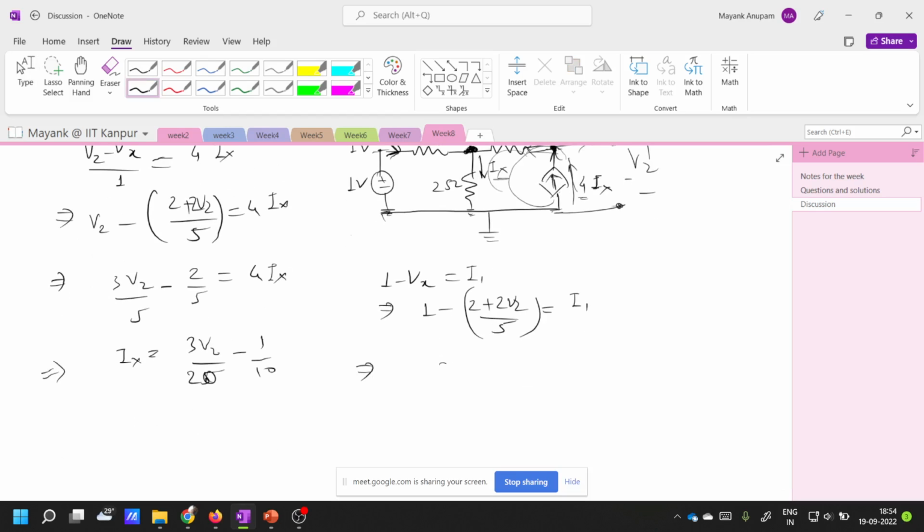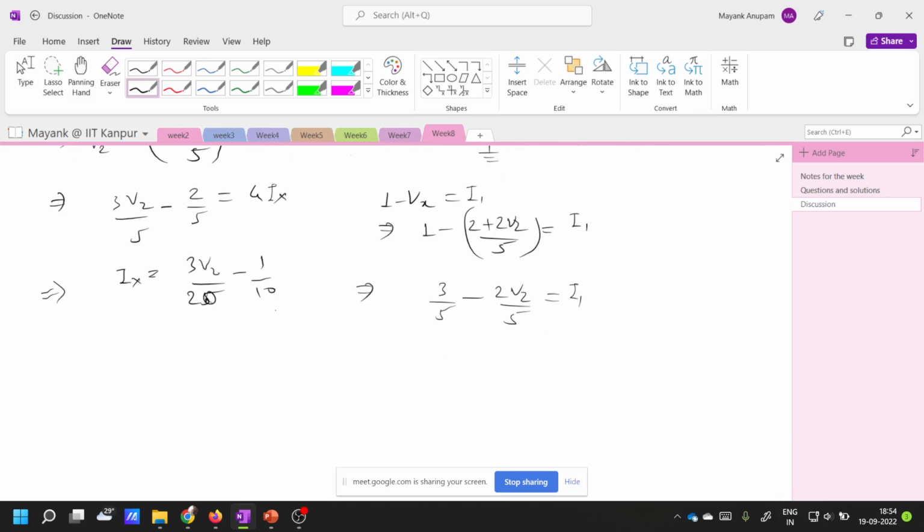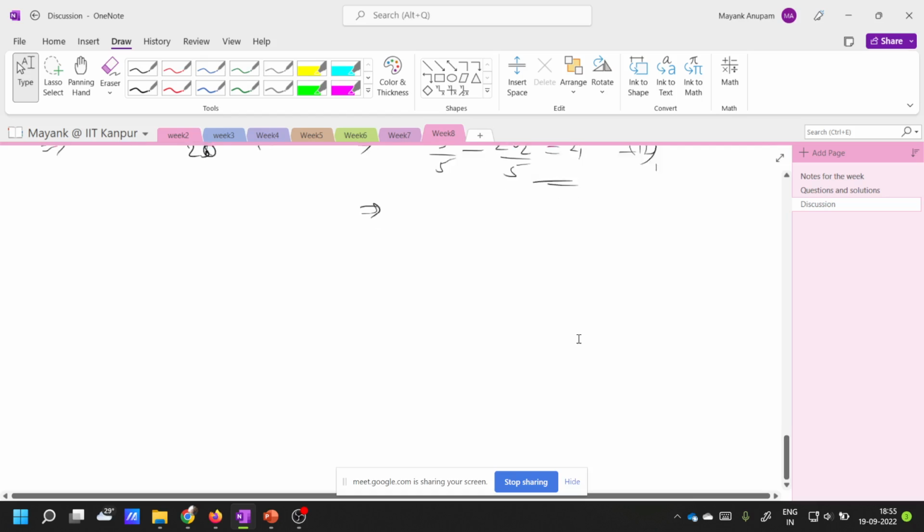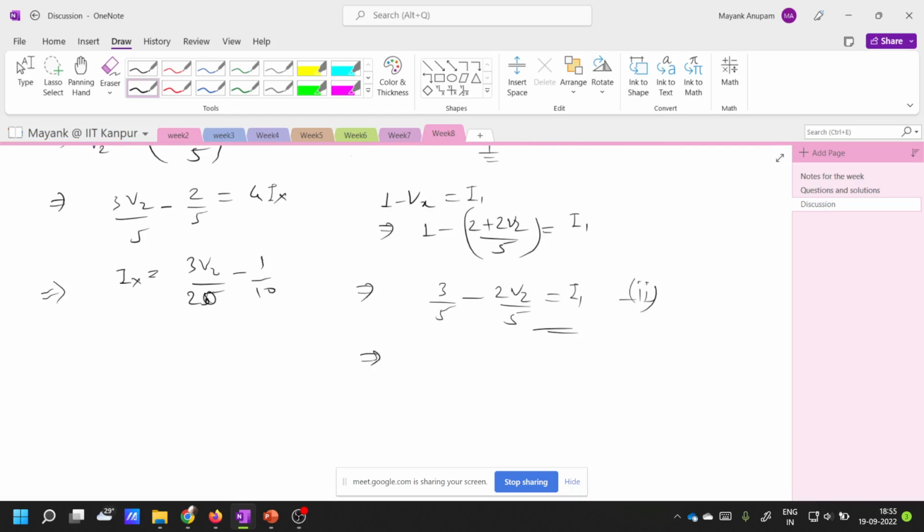So what will it be? 5 minus 2 is 3, so 3 minus 2V2 by 5 is equal to I1, correct? Okay. So from here you get what? Nothing here. So this is another equation. It's called 2.